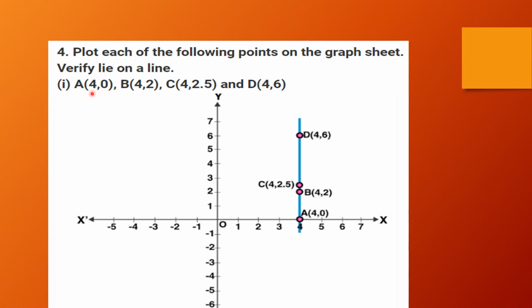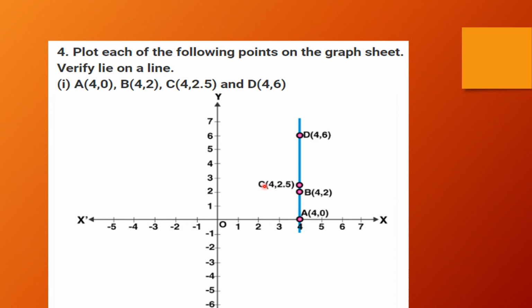Now, mark point A on a graph sheet. Take 4 units along the x-axis, and y is 0 on the x-axis, right? So mark a point A of (4, 0) and B of (4, 2). Take 4 units along the x-axis and 2 units along the y-axis. They intersect over here, B of (4, 2).